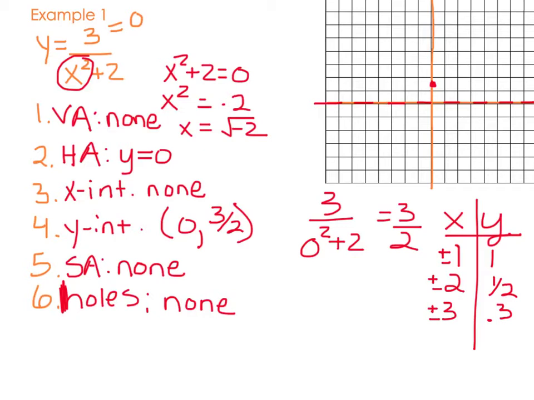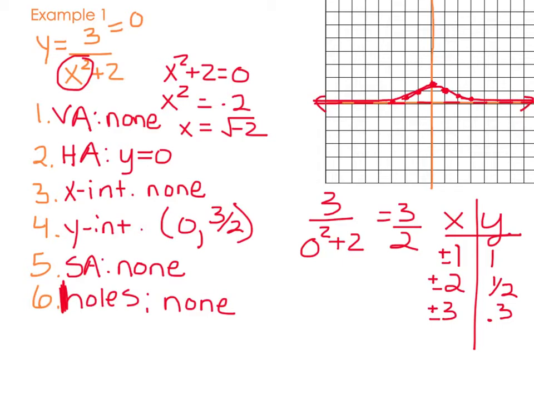We're going to have a point at 1, 1, and at negative 1, 1, at 2, 1/2, and at negative 2, 1/2, 3, 0.3, negative 3, 0.3. So it makes this, looks like a little mountain or a little anthill. It's kind of a strange graph, but some of these are going to graph kind of strange, and that's okay.